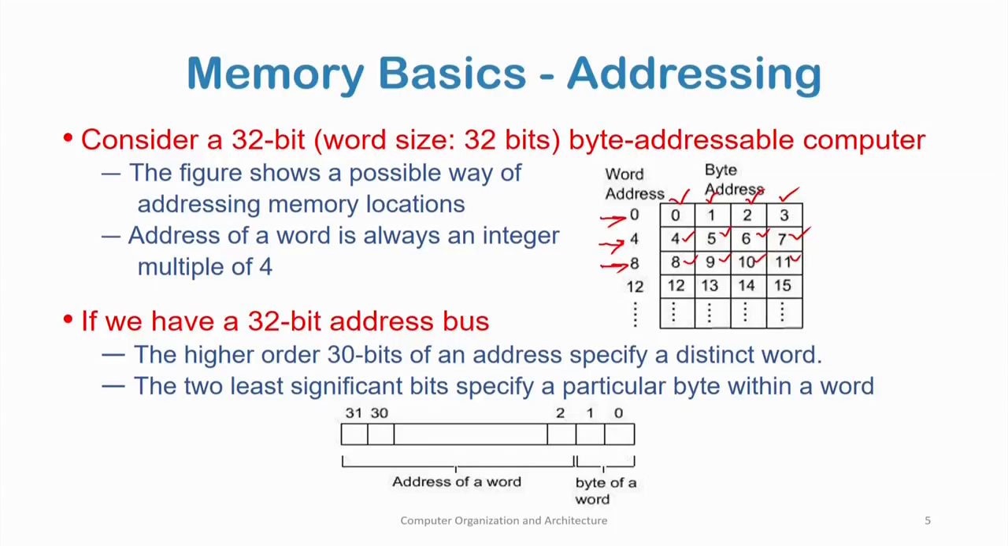So, if we have a 32-bit address bus, the higher order 30 bits of an address will specify a distinct word. Why? Because we have 4 bytes per word. So, 2 bits are necessary to identify a byte within a word, and the higher order 30 bits will identify a given word within the memory. The 2 least significant bits specify a particular byte within a word.